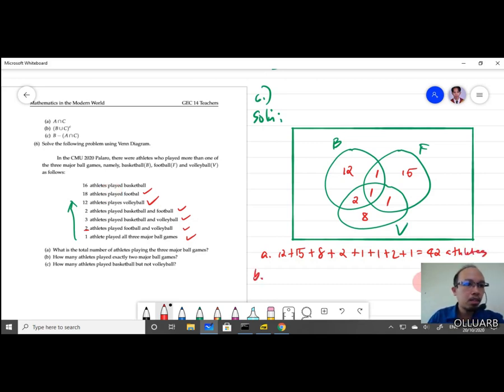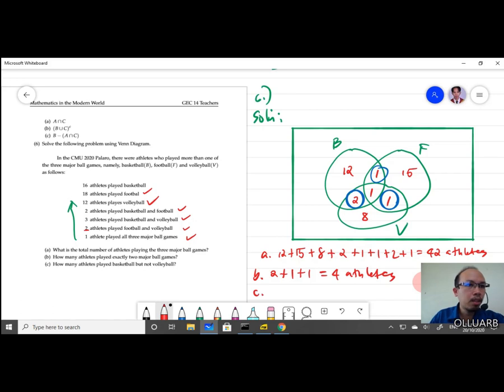Letter B, how many athletes played exactly 2 major games? So this is the answer, 2 major games. This one. Okay. So we have 2 plus 1 plus 1. This is 2, 3, 4 athletes.